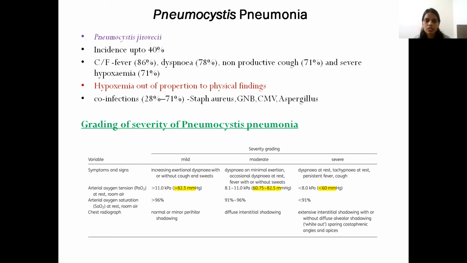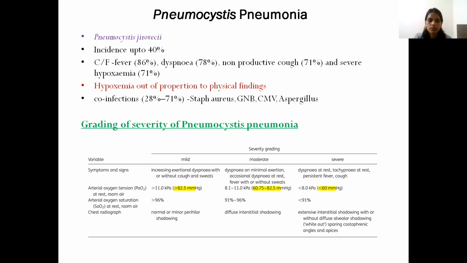The severity of Pneumocystis pneumonia can be classified as mild, moderate, or severe. In the mild case, there is increasing exertional dyspnea with or without cough and sweats. In moderate Pneumocystis pneumonia, there is dyspnea on minimal exertion. For severe disease, there is dyspnea at rest, along with tachypnea, persistent fever, and cough. According to arterial oxygen tension, for mild disease the PaO2 is more than 82; for moderate disease, it is between 60 and 82; and for severe disease, it is less than 60.